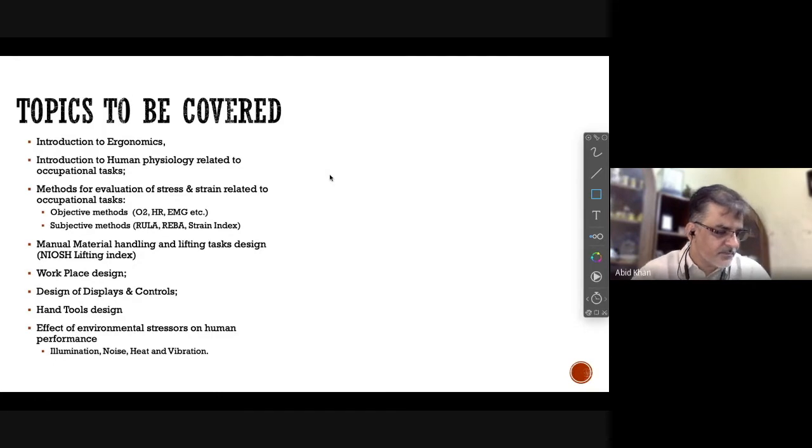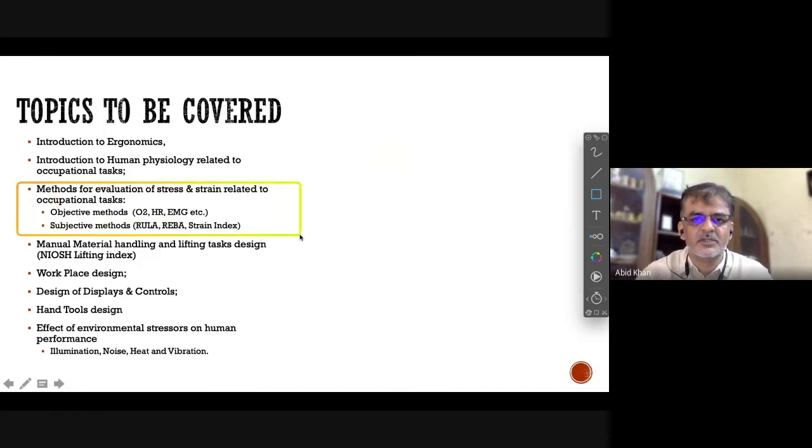So either designing the user interface or changing the work environment or changing the task or changing the way the work is done, we can do it once we know the level of stress or strain over the human body.